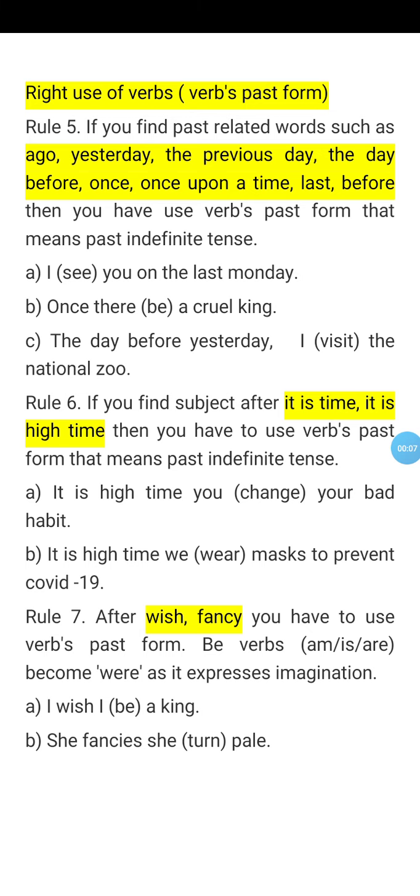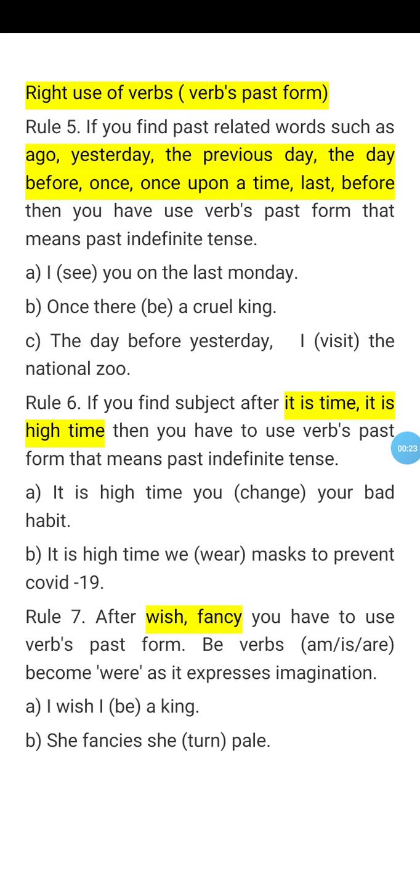Today I will discuss right use of verbs, rule 5, 6 and 7. In my previous classes I discussed rule 1, 2, 3 and 4. Okay, let's start. Rule 5.